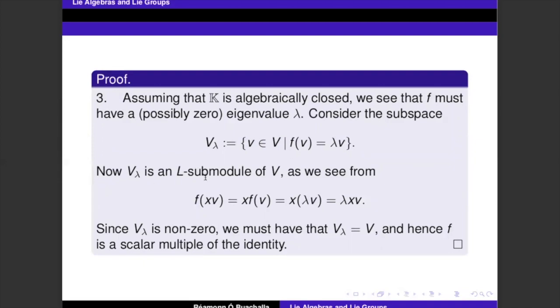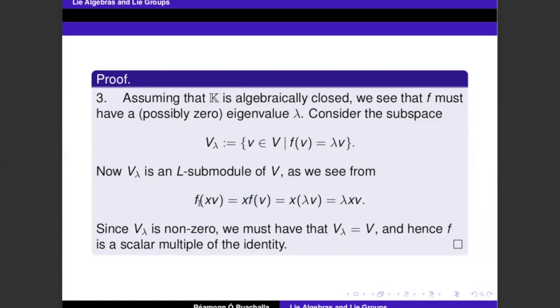Now, V sub lambda is an L submodule of V, as we'll now see. It's just a simple argument for the kernel and the image. So take F of X acting on V, bring out your X. F is an L module map, so we can do this. Now we know that F of V, because V by assumption is contained inside here, is equal to lambda of V, which is, of course, just a scalar, lambda times X of V.